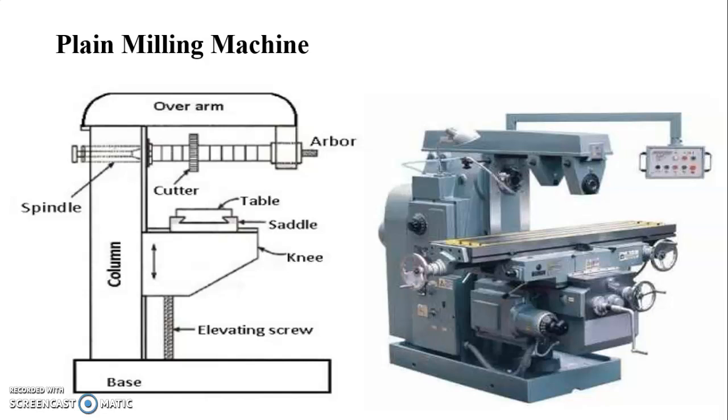The next component, that is the column, a vertical column mounted on the base, carries accurately machined guideways on its front face. A spindle is mounted on the front face of the column. Guideways are machined on its front face.